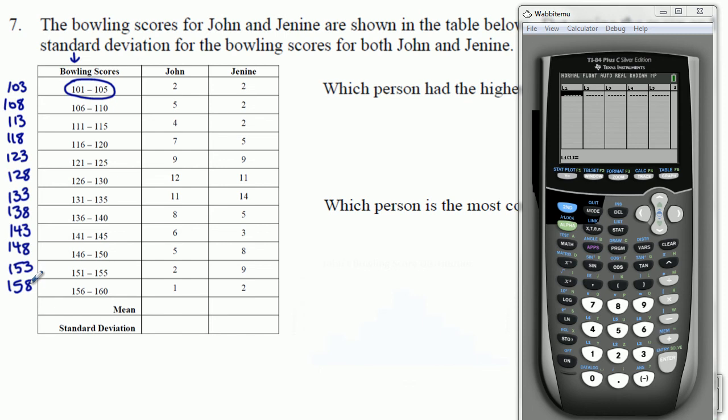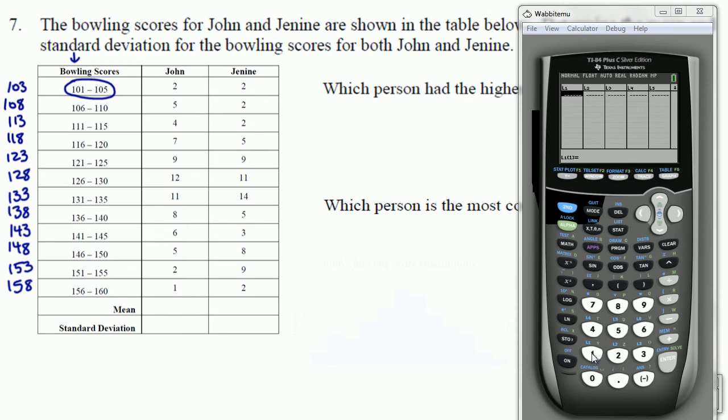So we could either do this the easy way or the hard way. If we do this the hard way, for John, we would enter 103 2 times, 108 5 times, 113 4 times. In total, we would have 72 numbers to enter, which would take a while. So rather than do that, we're going to enter the categories into L1, the frequencies for John into L2, and the frequencies for Janine into L3.